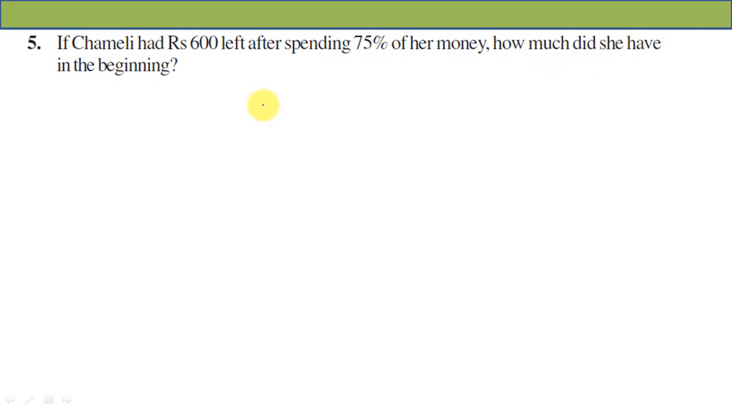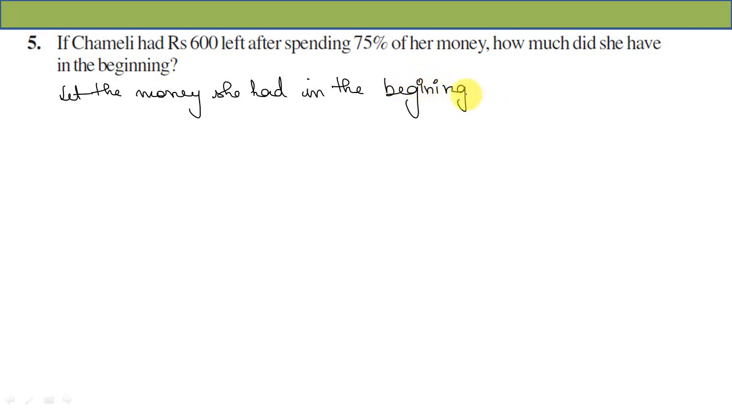So we can write, let the money she had in the beginning be rupees x. So out of this rupees x, she spent 75% of her money, and after spending 75% of her money, she is now left with only 600 rupees.